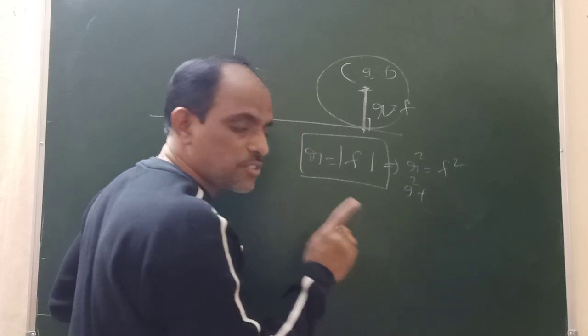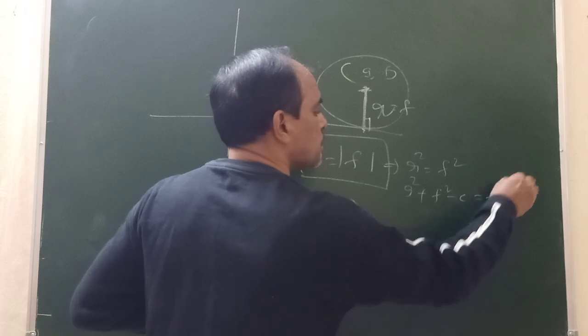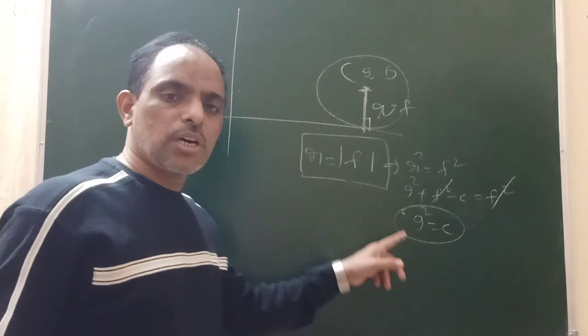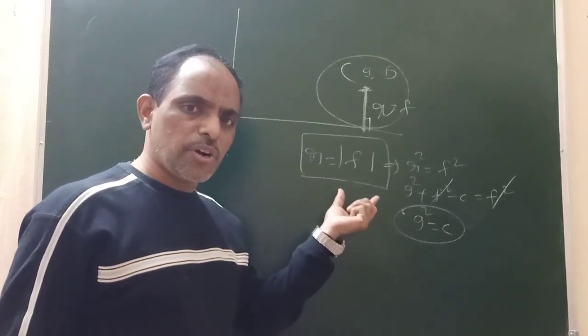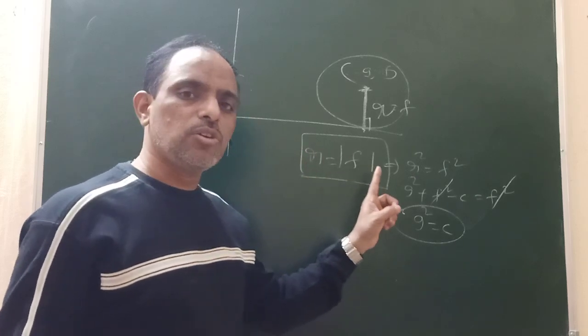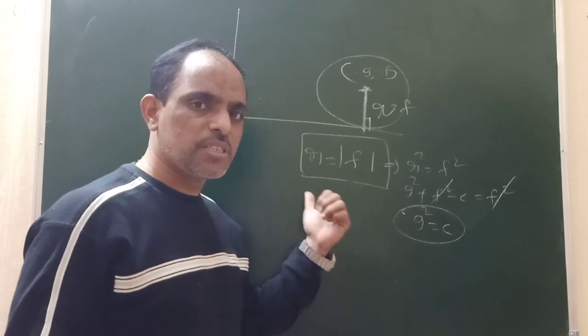r square means radius square for a standard circle. General form of a circle: g square plus f square minus c is equal to f square. Now g square is equal to c. You remember these two concepts, or any one of them, then you can solve the other one. So r is equal to mod f. That means if a circle touches the x-axis, the radius is always equal to the modulus of the y coordinate of the center, because the radius is always positive.